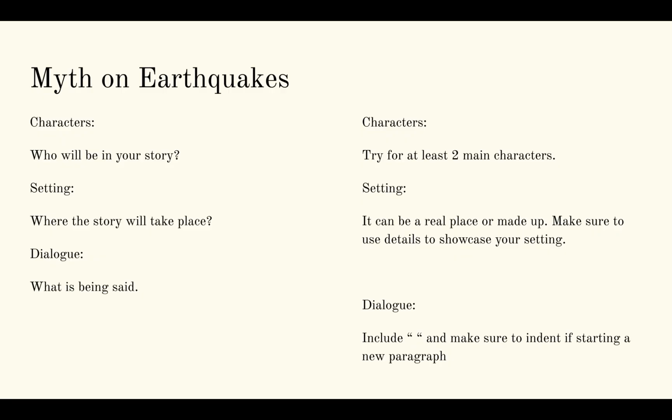Writing. Write your own myth. We're going to be doing myths on earthquakes today in writing. Some things you need to be aware of are your characters, so who will be in your story, your setting, where the story will take place, and the dialogue, what is being said.